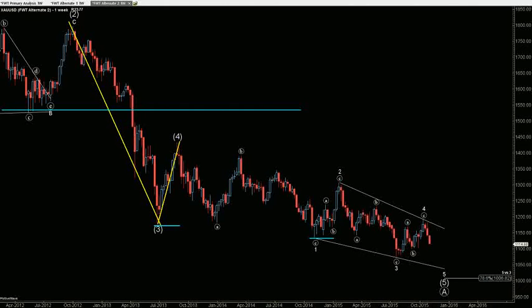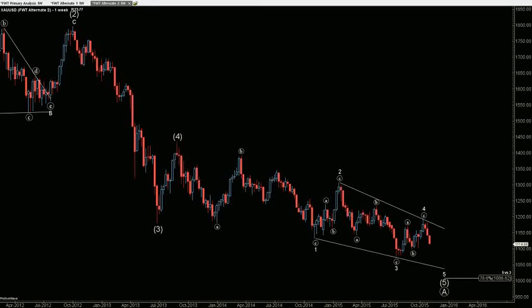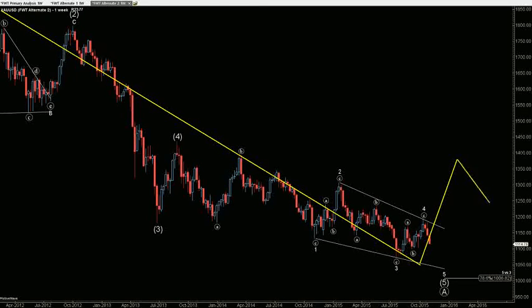Now, 5-wave structures, we know, are in the direction of the trend. And so since this comes from an all-time high, we're expecting that this tells us that there is a larger trend down from the high. But we also know that when 5-wave moves are over, even if it is in the direction of trend and it's going to continue, there is going to be a counter trend reaction.